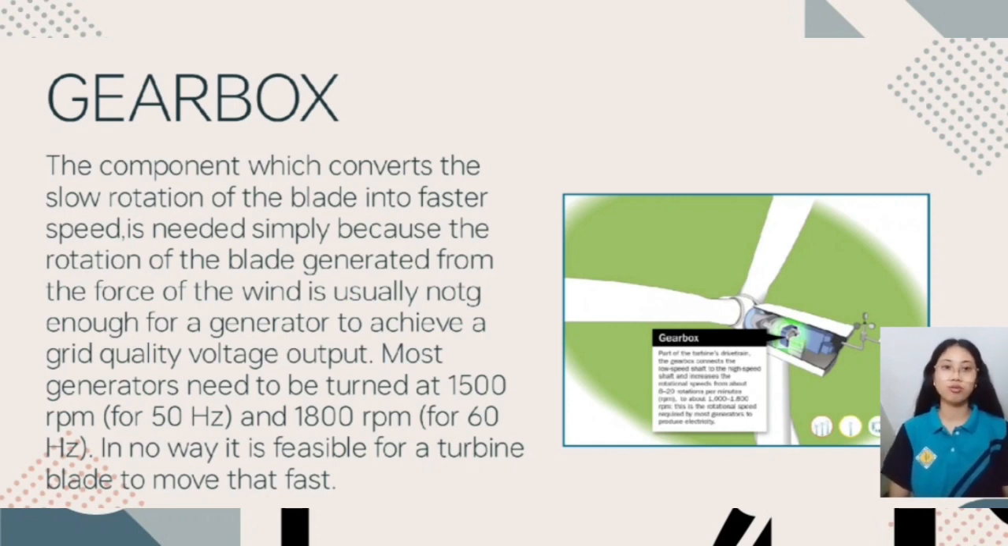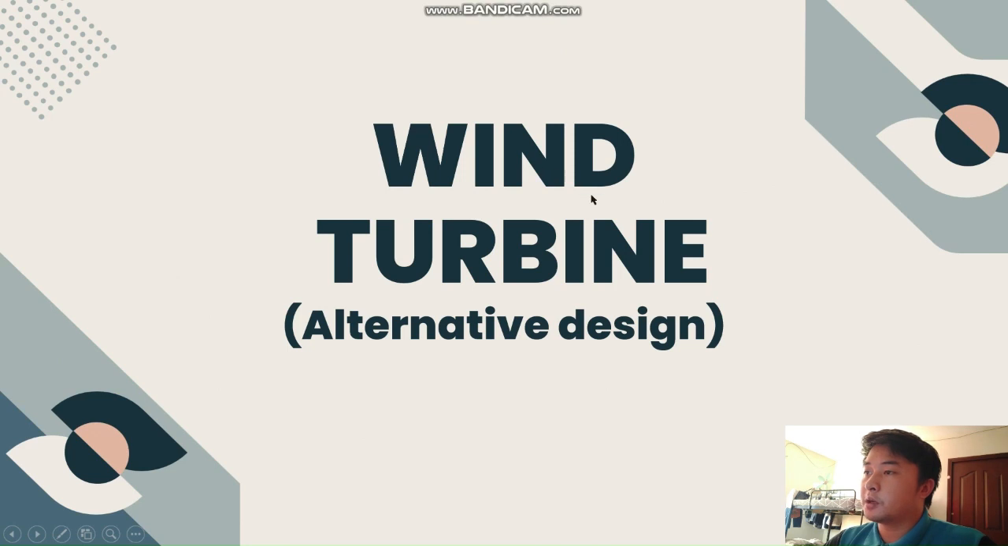Most generators need to be turned at 1,500 RPM for 50 Hz and 1,800 RPM for 60 Hz. In no way is it feasible for a turbine blade to move that fast. A common ratio is about 90:1. When the blade rotates once, the gearbox will rotate 90 times already, with a rate of 16.7 RPM input from the rotor to 1,500 RPM output for the generator.